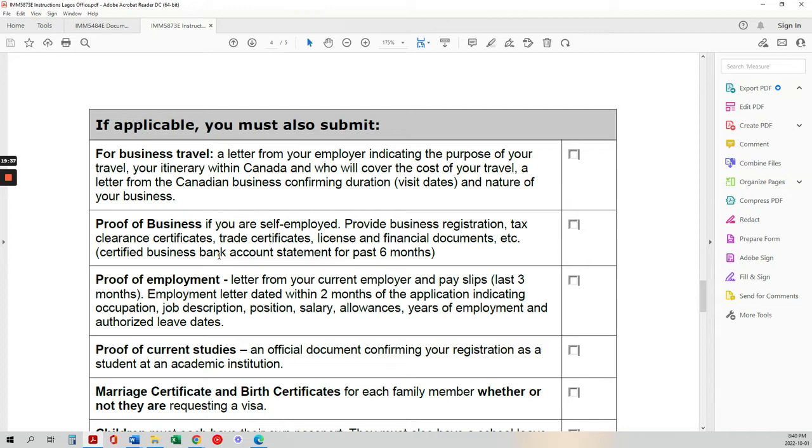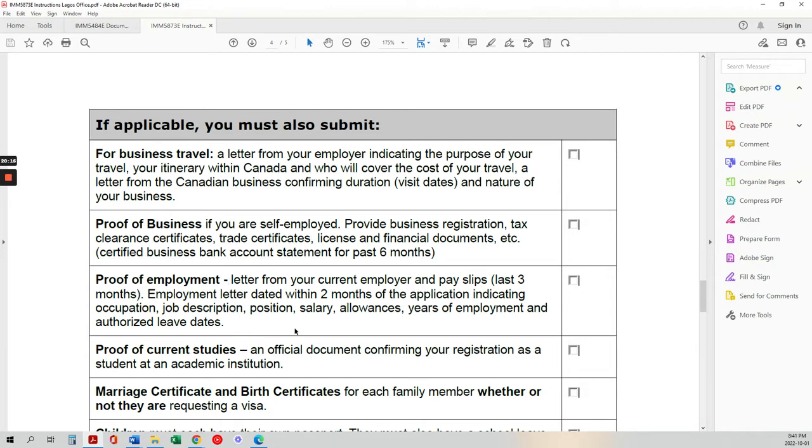Then you should be providing proof of employment, a letter from your current employer, and pay slips for at least 3 months. Employment letter dated within 2 months of the application, indicating occupation, job description, position, salary, allowances, years of employment, and authorized leave dates. Okay, very, very important. You don't want to miss any of these details when it comes to your proof of employment. Now, I know some people will give their appointment letter, all of that to prove that, but they would need it within 2 months of your application, so don't forget that.